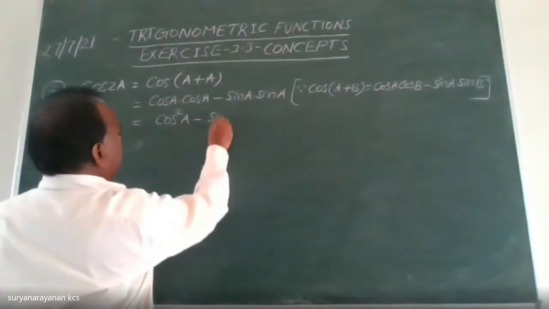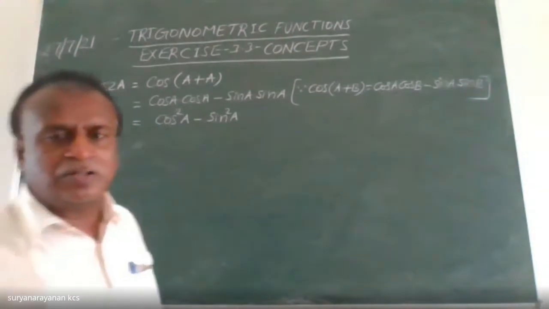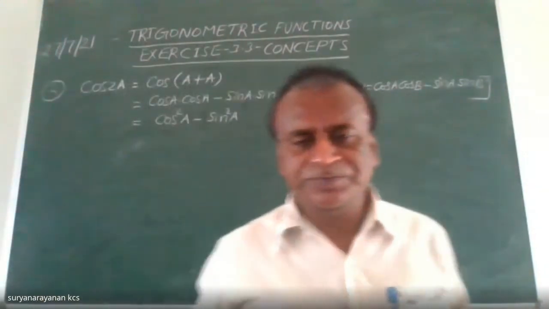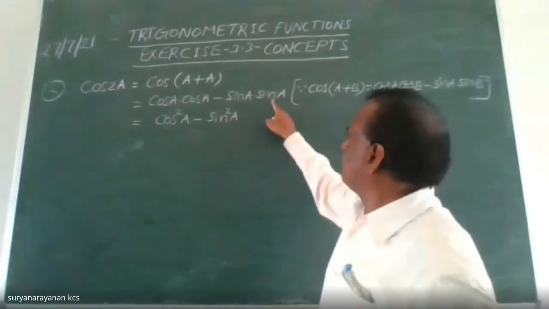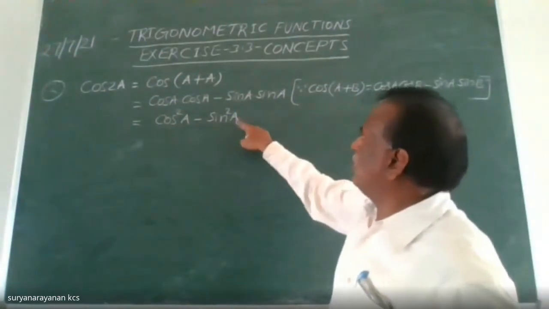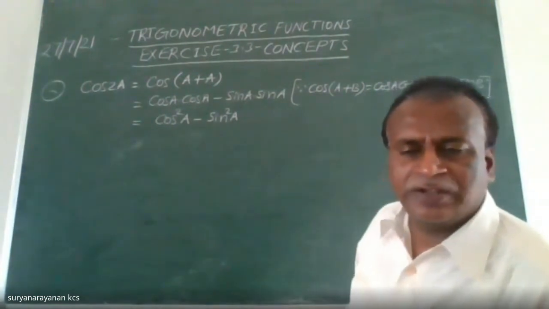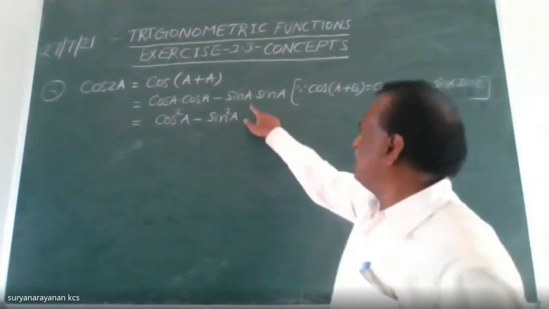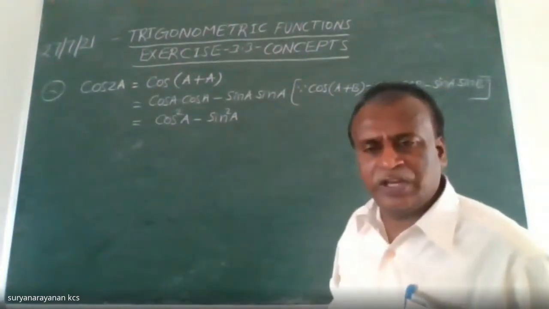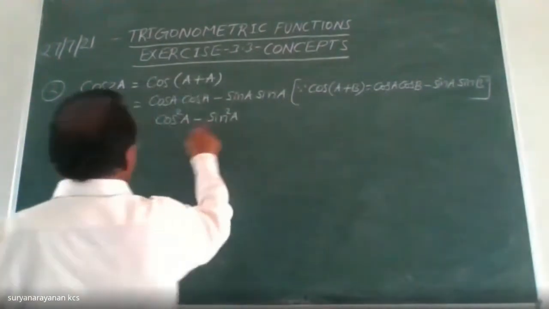Sin A into sin A. We write it as sin square A, not sin square A square. Okay, don't be confused here. We don't write sin A into sin A, sin square A only. Don't again multiply these A into A. Don't write as sin square A square. Sin A into sin A, sin square A only. Remember this point.